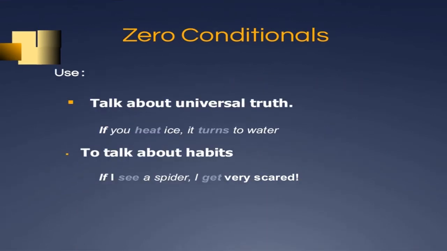We use the zero condition whenever we talk about universal truths or habits. For example, if you heat ice, it turns to water. It means whenever we heat ice, it turns into water. This is a universal truth, a fact. And next, whenever I see a spider, this is my habit, the same result comes: I get very scared.